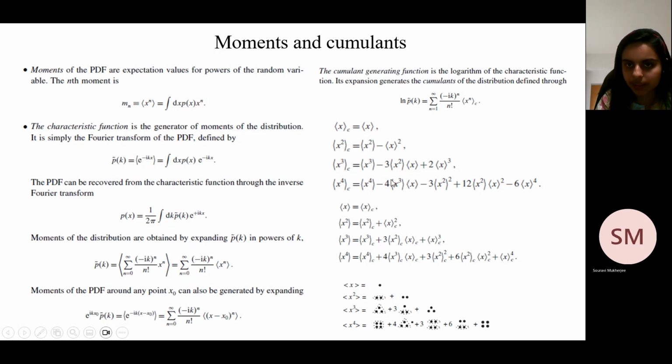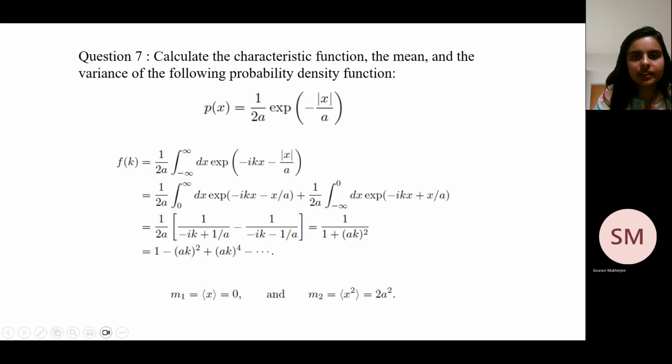This is how that's being done. The C subscript denotes the cumulants. So similarly, if you have some probability density function, you do the Fourier transform, and then you look at the distribution in terms of the different powers of k.